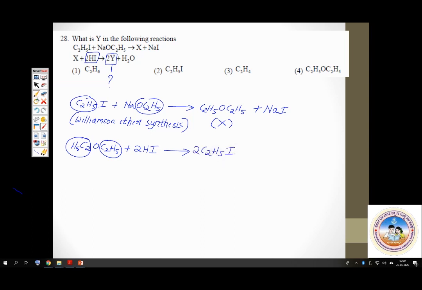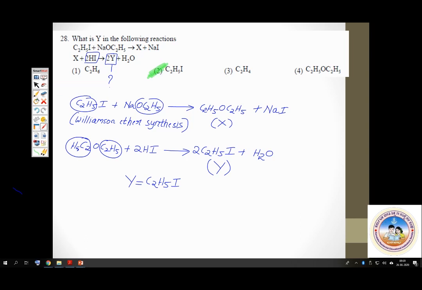So what is the 2 moles that you've got here? It is Y, 2 moles of Y. So Y here is ethyl iodide, C2H5I. So the correct option is option 2, ethyl iodide. So copy it down. It's an important question. This involves both Williamson's ether synthesis and cleavage of ethers.